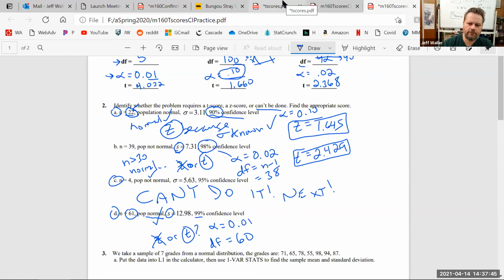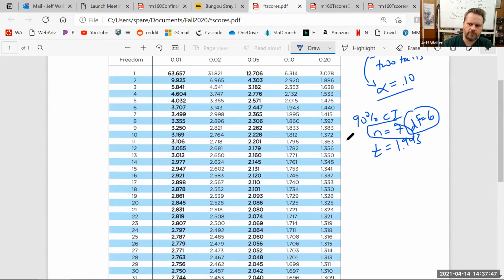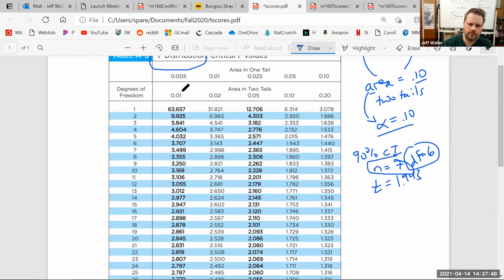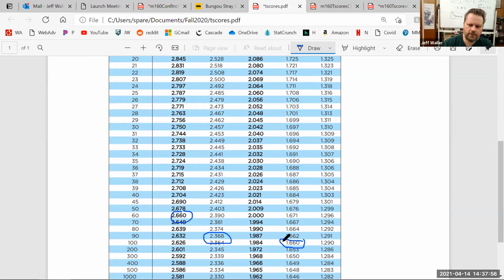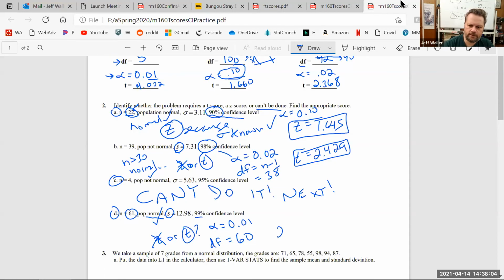So I know alpha's 0.01. Degrees of freedom is 60. 0.01, go to 60. Kabam, 2.66. Oh, look at these guys. That always freaks me out. Anyway, sorry. 2.660 is my t-score.